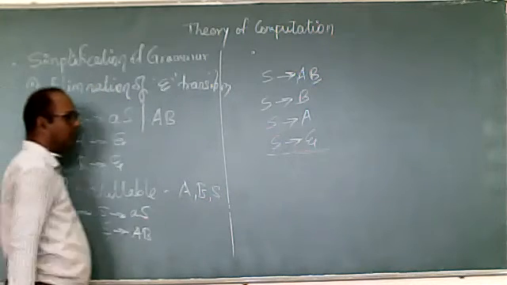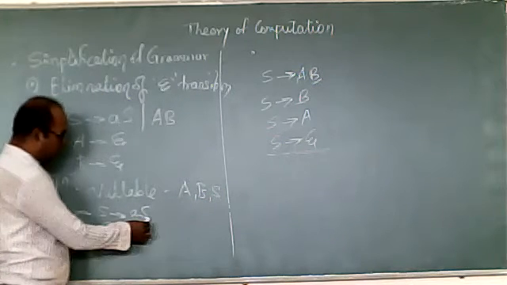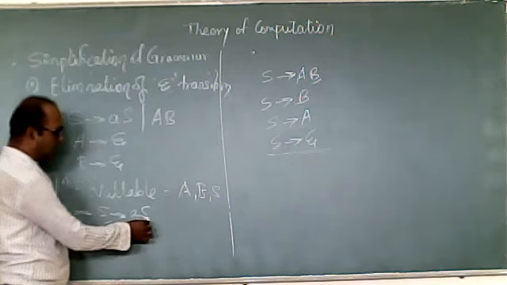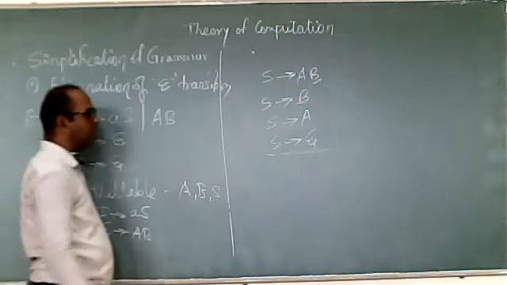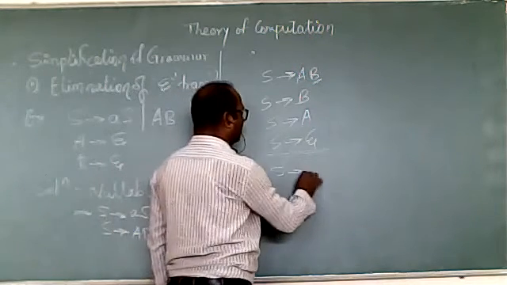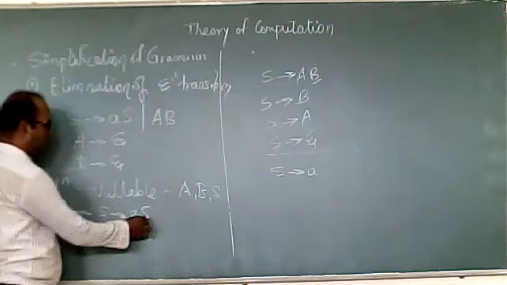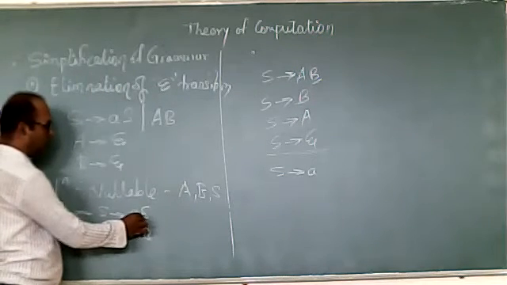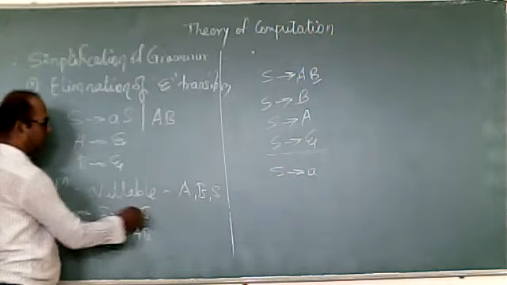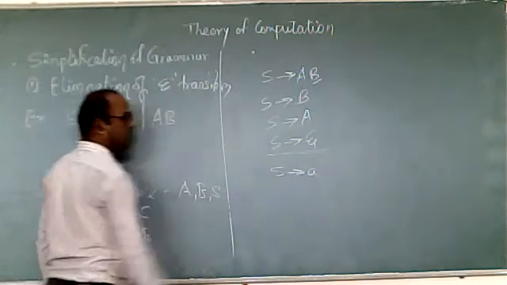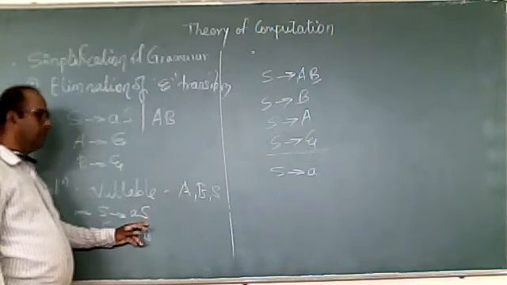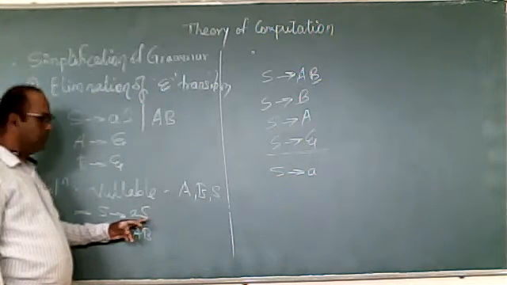So S also we can replace with epsilon. For the production S produces AS, replace S with epsilon, and we'll get S produces A. So from this production, we get two productions, S produces AS and S produces A, because S is also an indirectly nullable symbol.